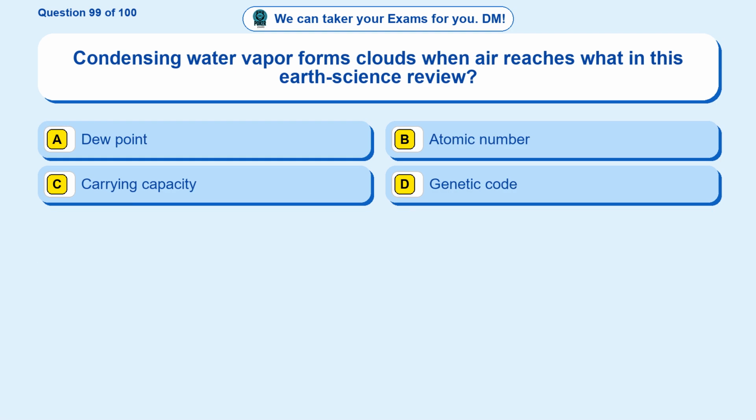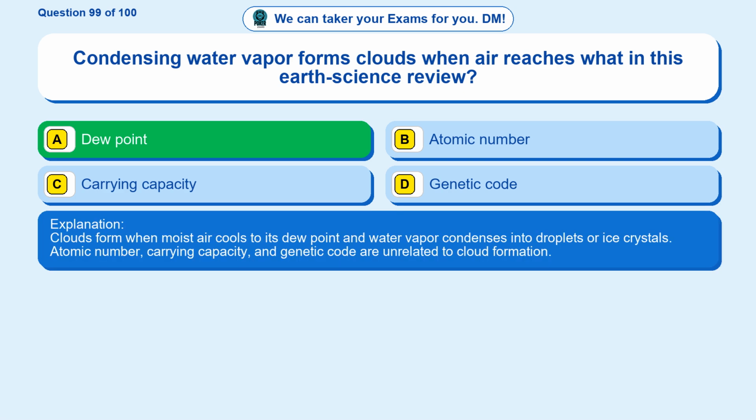Question 99. Condensing water vapor forms clouds when air reaches what in this Earth Science Review? Option A, dew point. Option B, atomic number. Option C, carrying capacity. Option D, genetic code. The correct answer is option A. Dew point. Clouds form when moist air cools to its dew point and water vapor condenses into droplets or ice crystals. Atomic number, carrying capacity, and genetic code are unrelated to cloud formation.